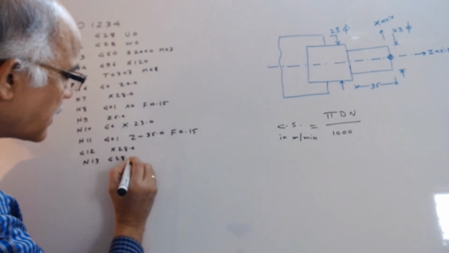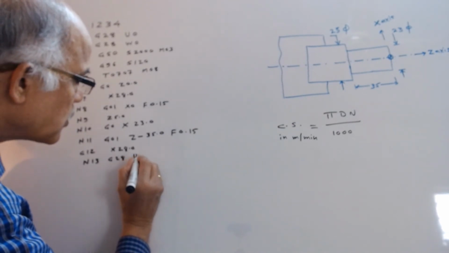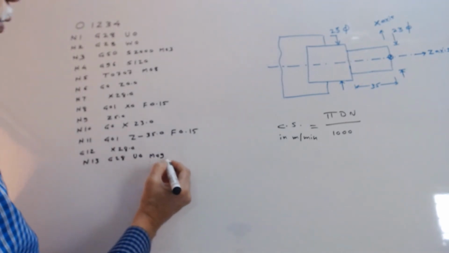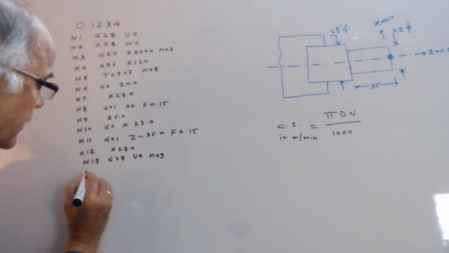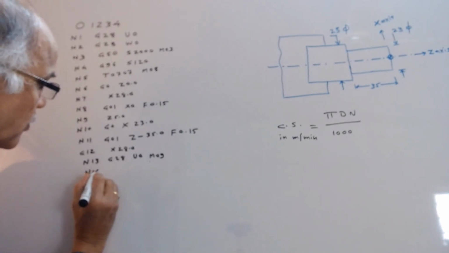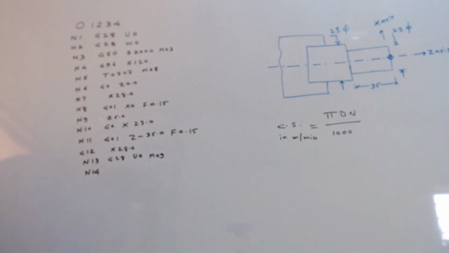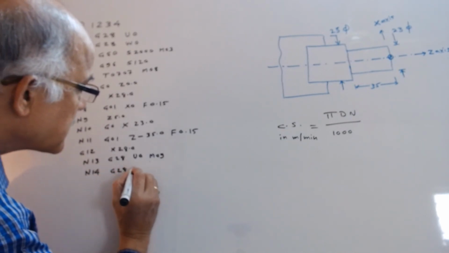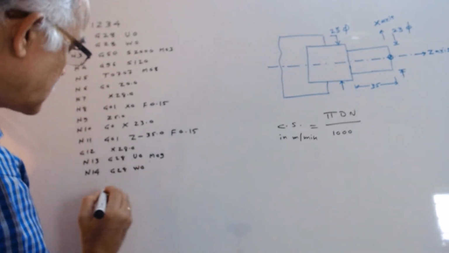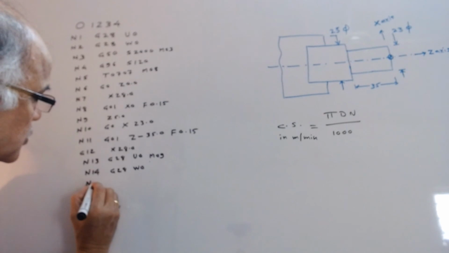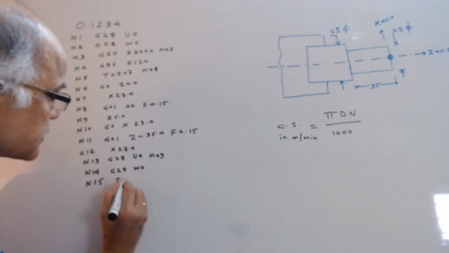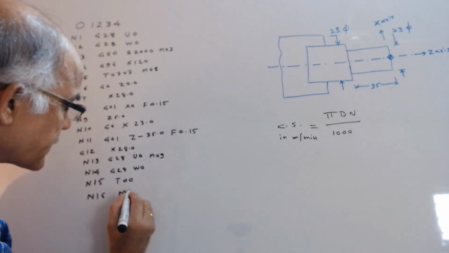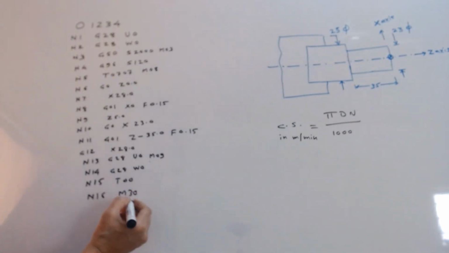Now our machining is over, so we will send the tool to the reference point. G28 U0 and M09. We'll stop the coolant motor. Then we'll send the tool to the reference point for the Z axis. Now we'll deactivate the tool offset, T00, and the last block is M30, which means program end and rewind.